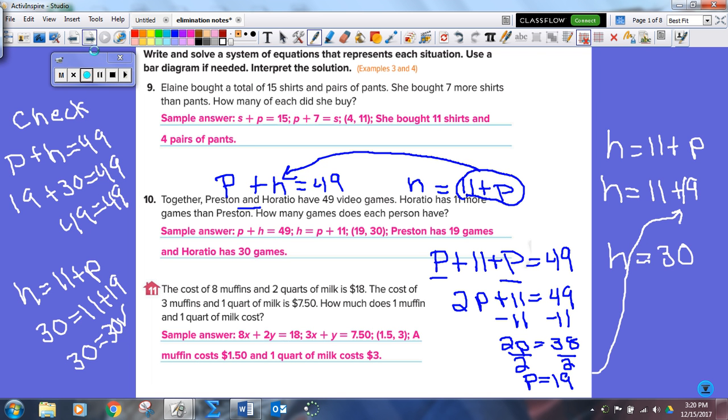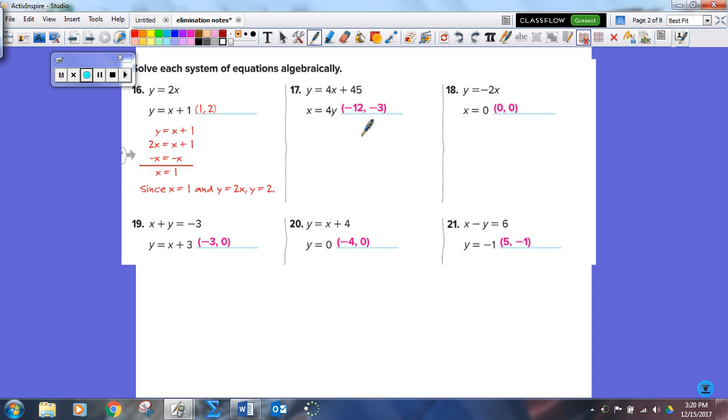The rest of the homework answers are here. I am going to solve 21 and 20. So let's look at 20 first. Actually, I'm going to solve 19 and 20.